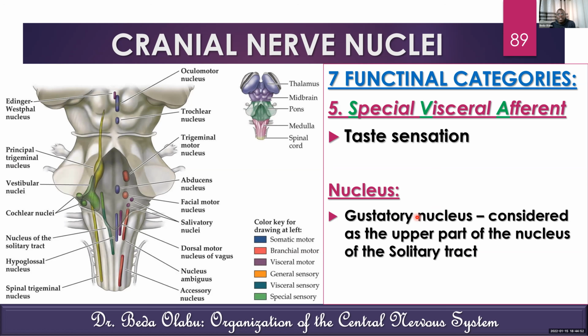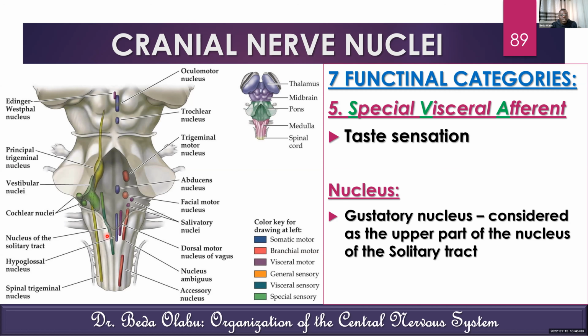Interestingly, it is considered to be the upper part of the nucleus of the solitary tract. In that case, therefore, we can still say that the nucleus of the solitary tract is still a special visceral afferent nucleus. But if you choose to distinguish that separately, then it's okay. Call it gustatory nucleus for special visceral afferent, and the other part, solitary nucleus, as the GVA nucleus. Otherwise, the common concept is that the nucleus of the solitary tract is a visceral afferent nucleus.